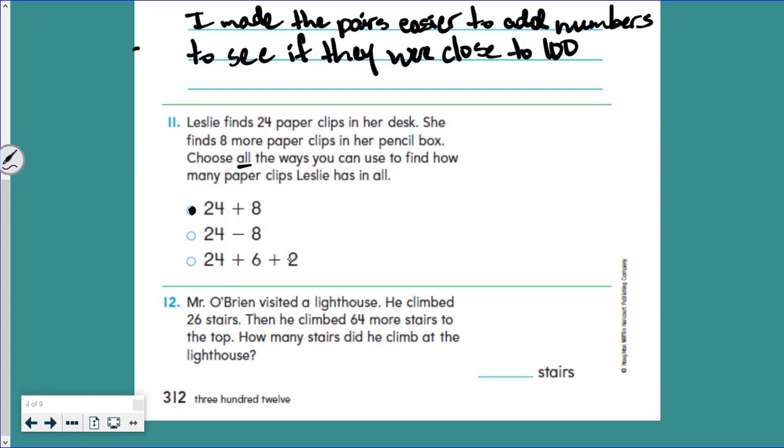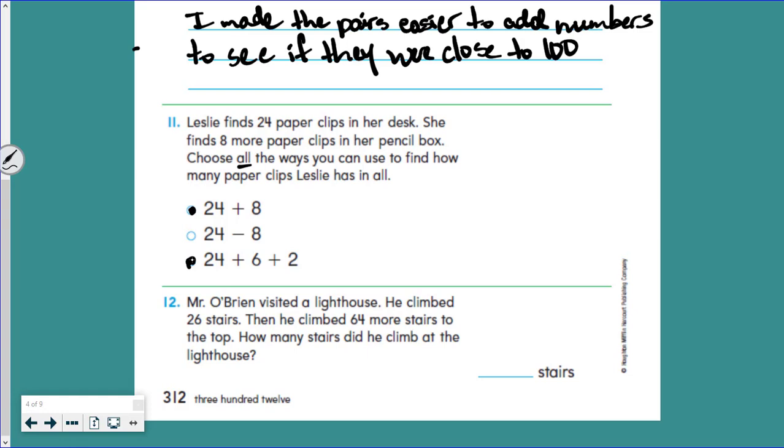24 plus 6 plus 2, but there wasn't a 6 and 2. But 6 and 2 together equal 8, and that's like breaking 8 apart to make this a 10, because 6 more makes 30. So yeah, this is probably a way then, right? Yeah. All right, last one.